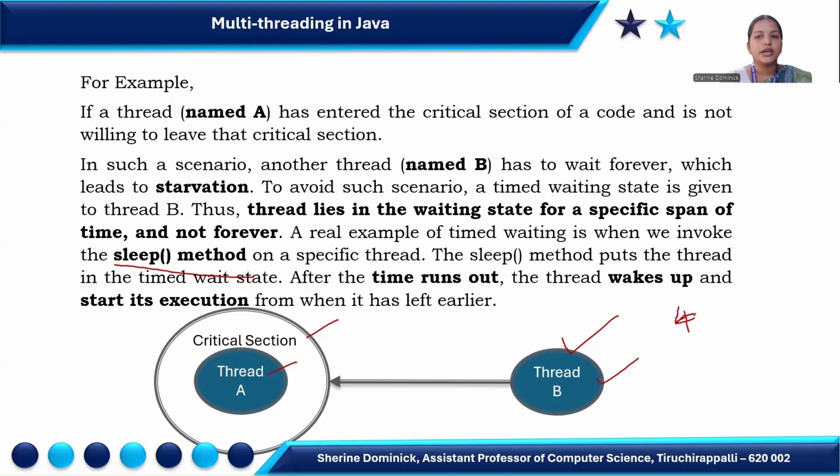So in this case, what happens? The thread will wait for this particular period of time, and after the time is over, the thread will again try to get into the critical section. You got this, I think.